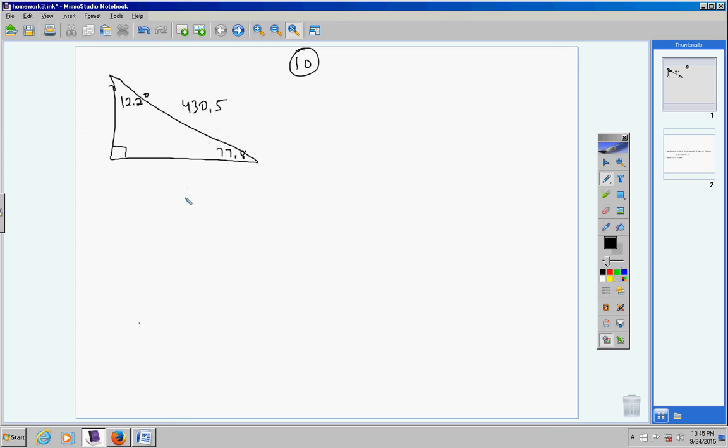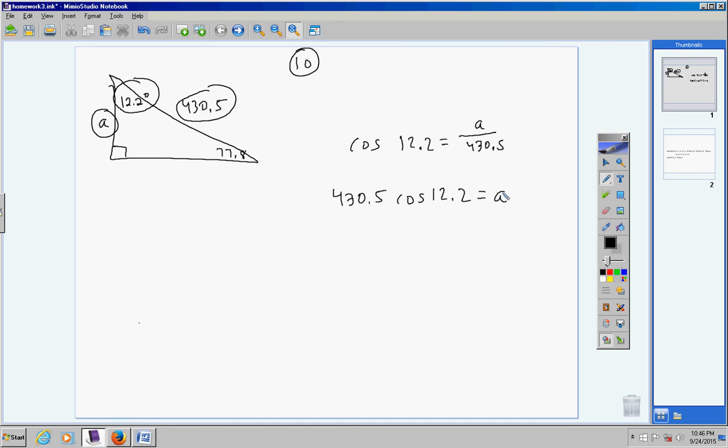Alright, now it doesn't matter which side I solve for first. I'm going to solve for A because I feel like it. They gave me this at the beginning. I'm looking for this. So that would be adjacent and hypotenuse. So the cosine of 12.2 equals adjacent over hypotenuse. Multiply both sides by 430.5, so 430.5 cosine of 12.2 equals A. So now take in 430.5 cosine of 12.2, and I will get 420.78, or just 420.8. So this side right here is 420.8. Now I could use Pythagorean's theorem, but I'm not going to.